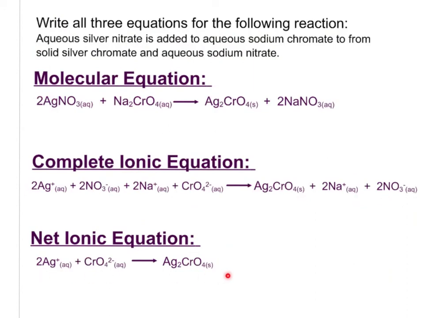Now, for my net ionic equation, I am only going to look at those parts of the complete ionic equation that are undergoing a change. Okay, so that net ionic equation involves silver, chromate ions, and the silver chromate solid.